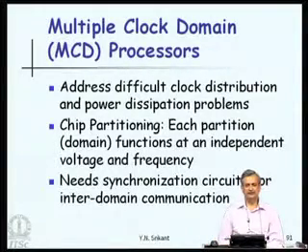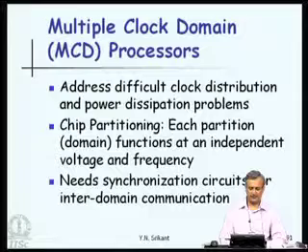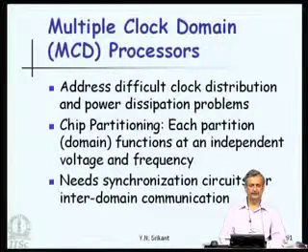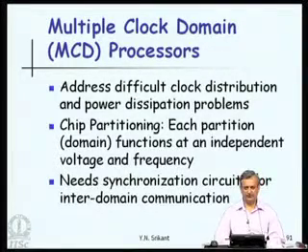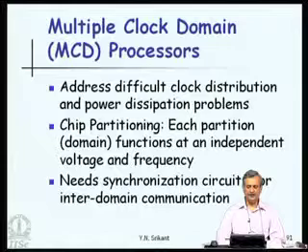Let us look at a third type of processor. We saw a single core, multi core and now the multiple clock domain processor. What is an MCD processor? The basic idea is that different parts of a CPU will run at different clock frequencies. Why is this needed and how does it solve any problems at all, if any? In general, this type of MCD processor addresses difficult clock distribution and power dissipation problems.